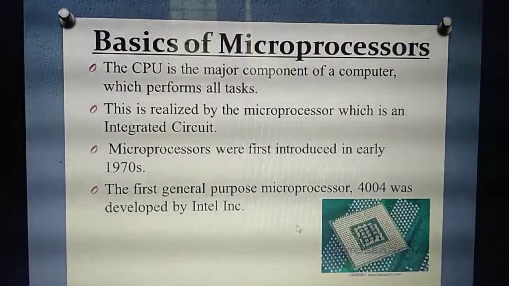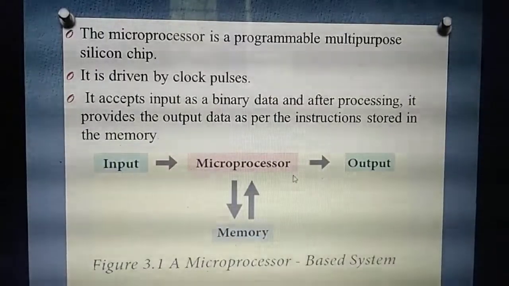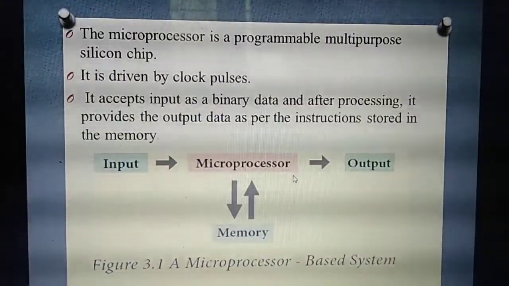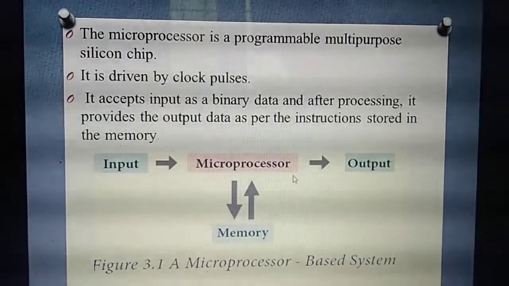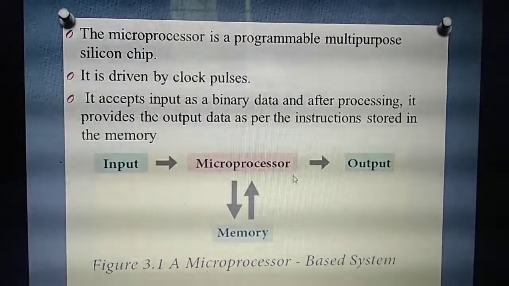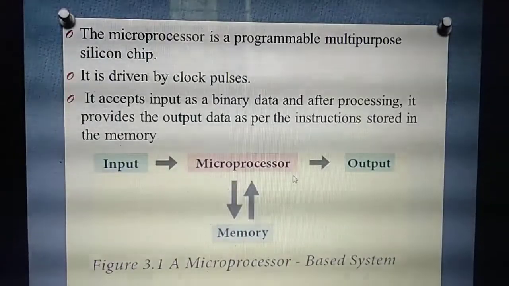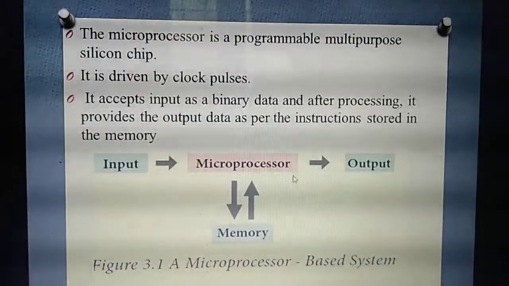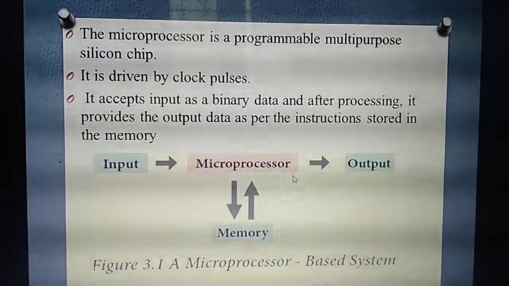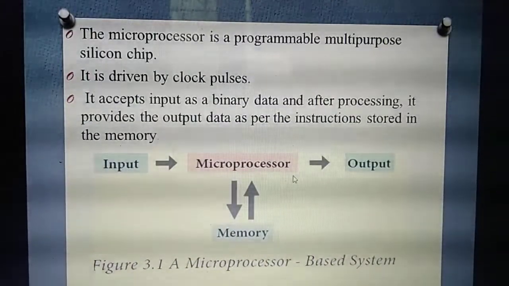Okay, this portion we are calling a chip. So this microprocessor is a programmable chip. Have you all seen Enthiran, the robot movie? In that movie, inside the robot, a particular person will insert one small chip. Have you noted that one?